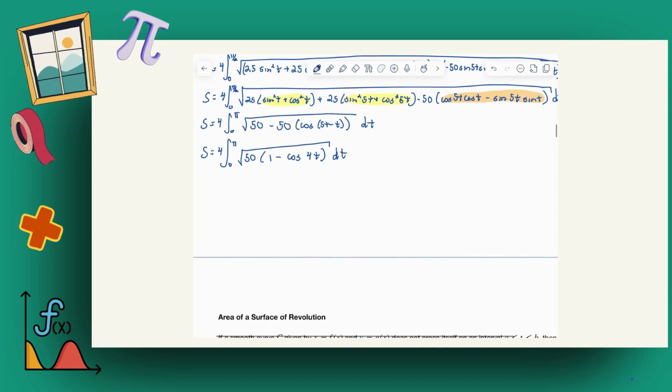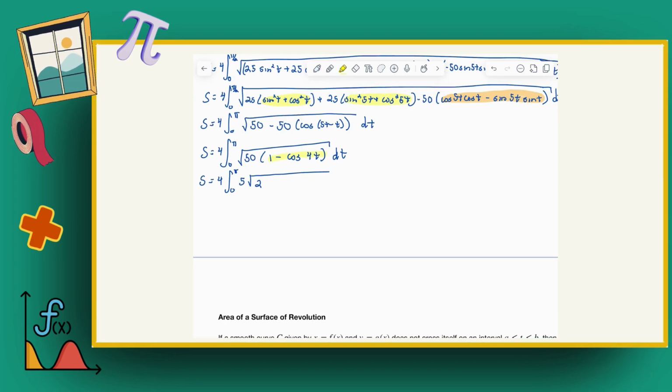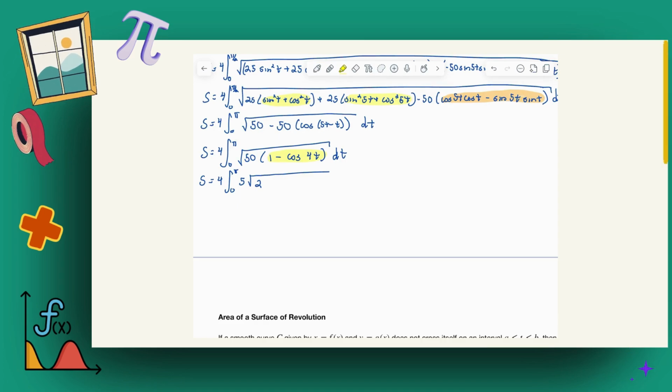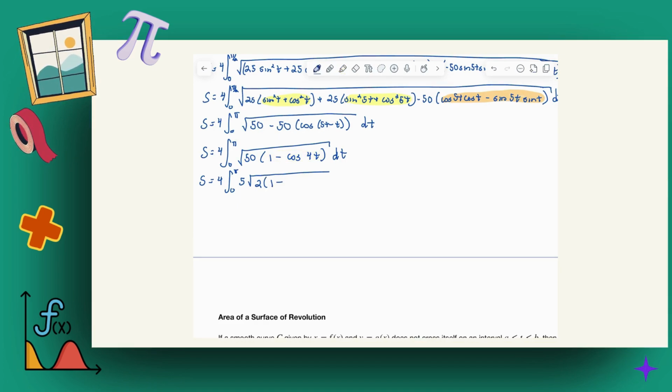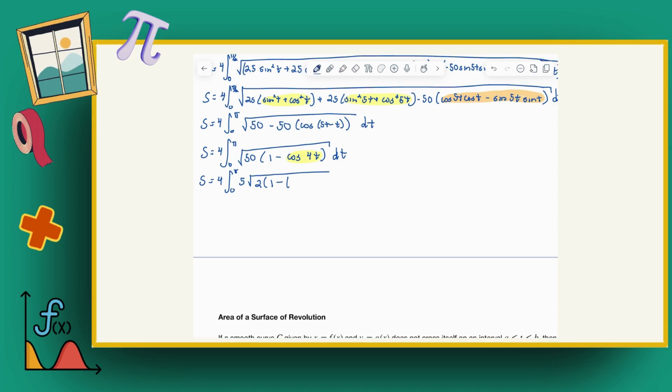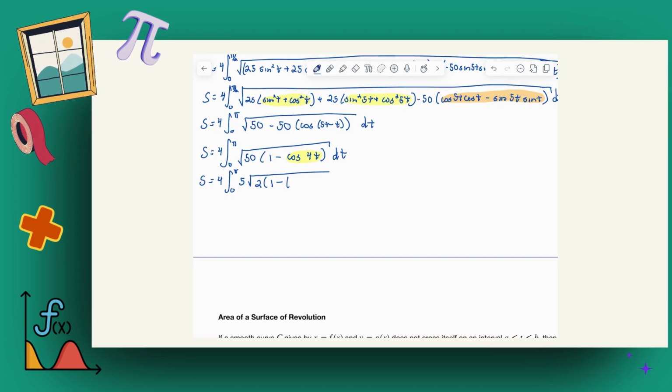Now I'm going to break this up and take the square root of 50 times the square root of 1 minus cosine of 4t dt. And the square root of 50 is the square root of 25 times 2, or 5 the square root of 2. And then I still have underneath the square root 1 minus cosine of 4t. Recognizing that cosine of 4t is the double angle of 2t, I can replace that with one of my double angle formulas for cosine. I'm going to choose the 1 minus 2 sine squared of 2t.